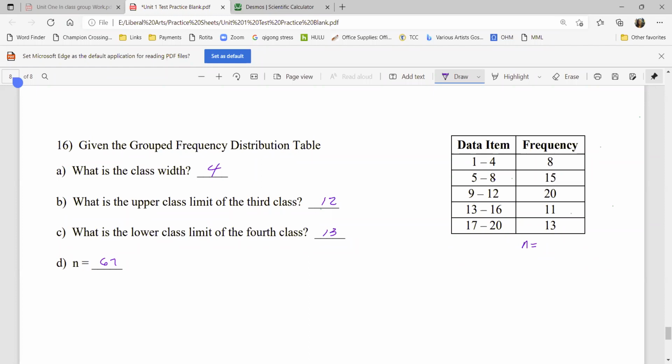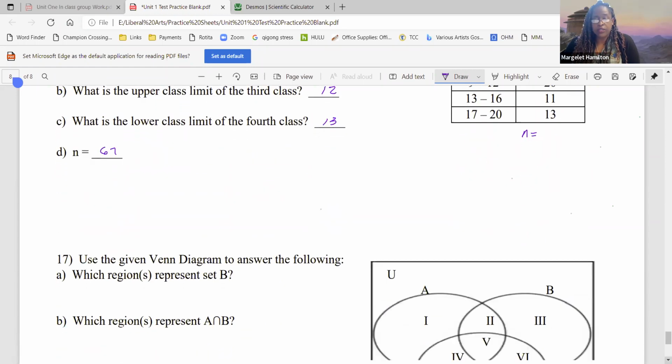Yep. So for N, we just added up all the items that were in the frequency column. Total number of items that you have. That's the frequency, because this is the total number of how many times these things appeared, right? So that's your total number of data items.